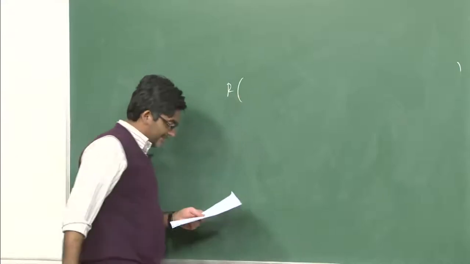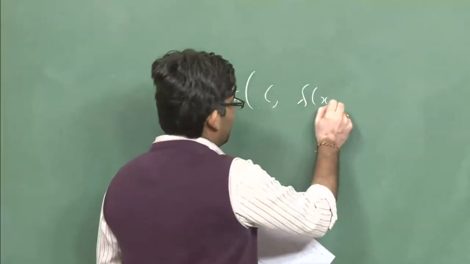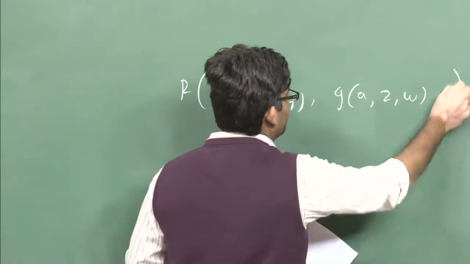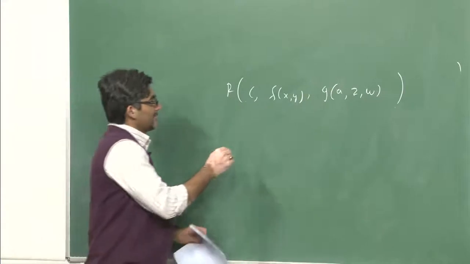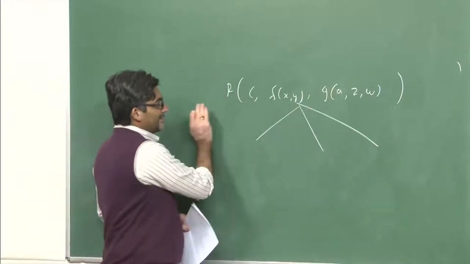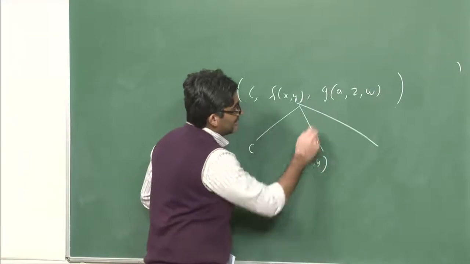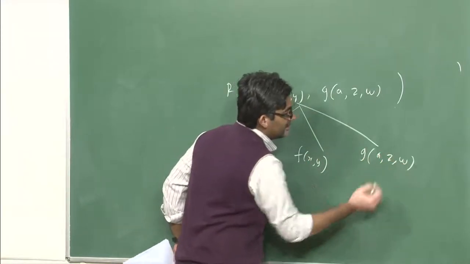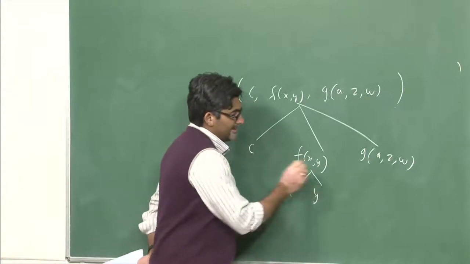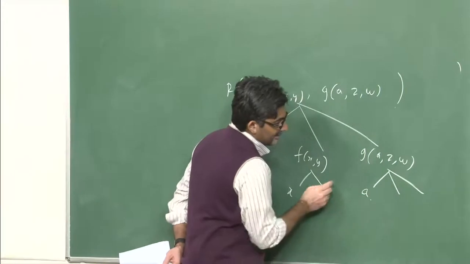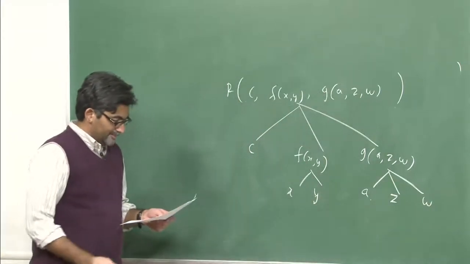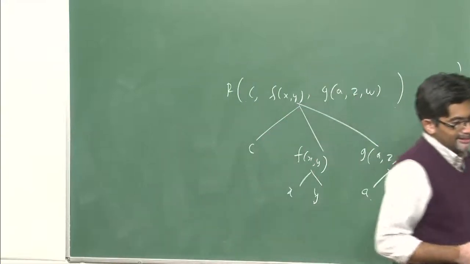Let us consider an atomic formation tree like this: C, F of X Y, and G of, let us say, A Z and W. So this is an atomic formula. The first one has these three leaves. The first is C, followed by F of X and Y, and then G of A Z W. This ends here itself, and then it goes to X and Y, and then you have three letters, some of which are constants and some variables: A, Z, W. So this is the atomic formation tree for this particular formula.